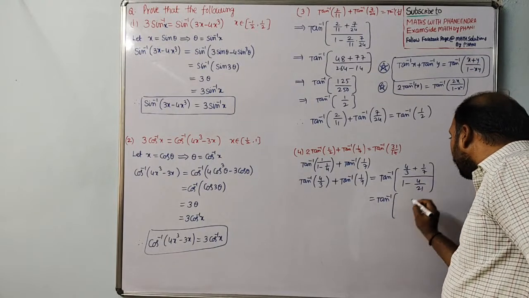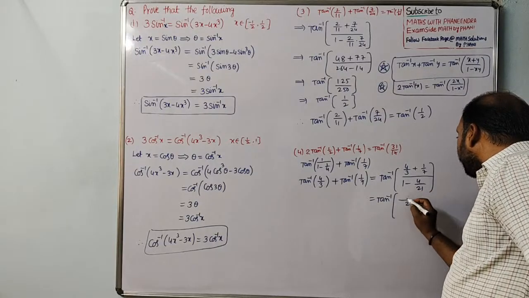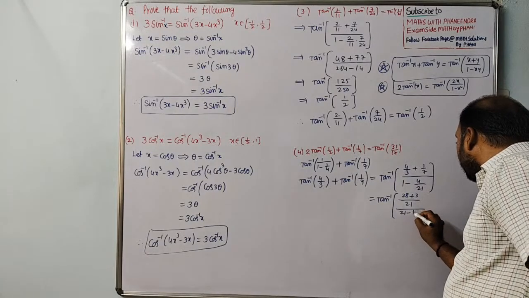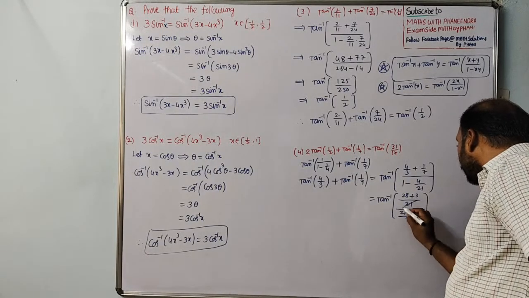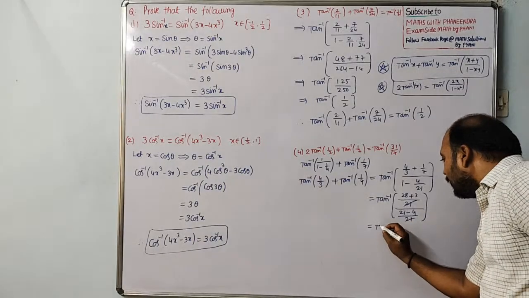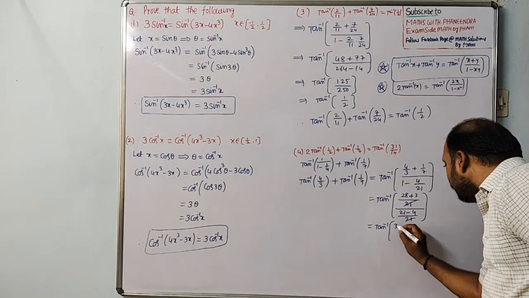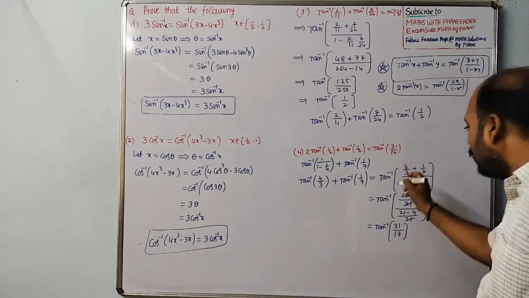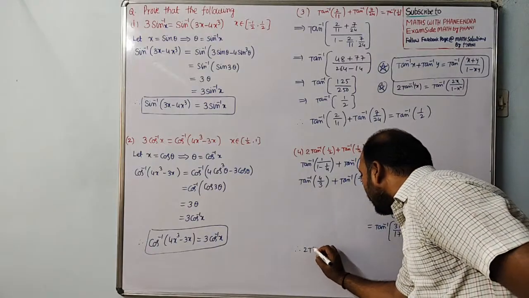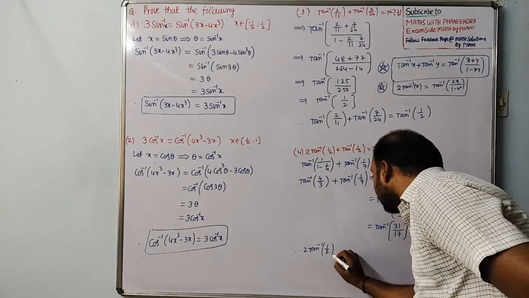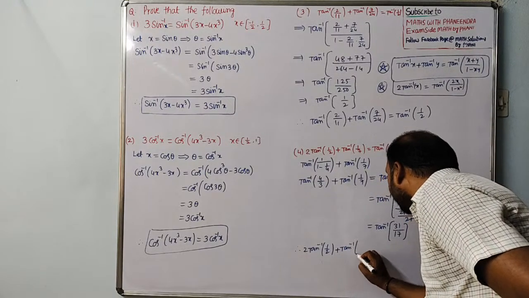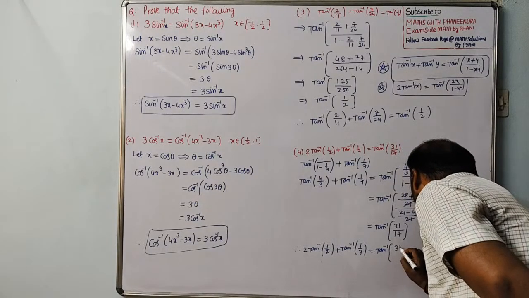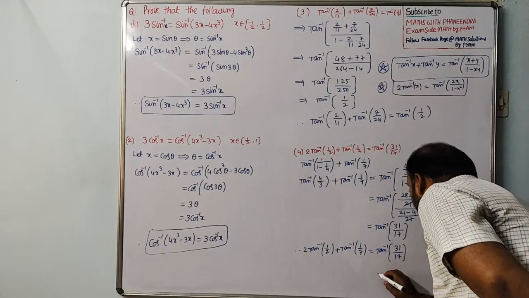So tan inverse of, here 21 LCM step, I am just writing. Tan inverse of 31 divided by 21 minus 4, which is 17. That's what they are asking to prove. Therefore, 2 tan inverse of 1 by 2 plus tan inverse of 1 by 7 is equal to tan inverse of 31 by 17. Hence proved.